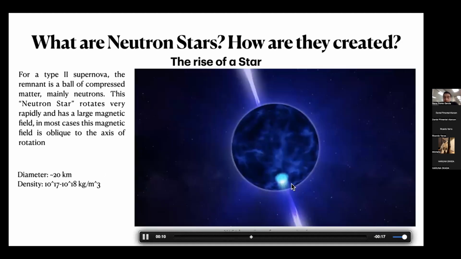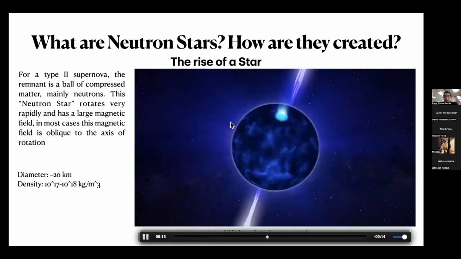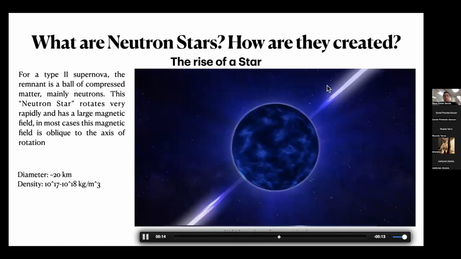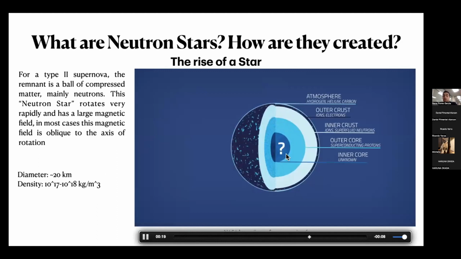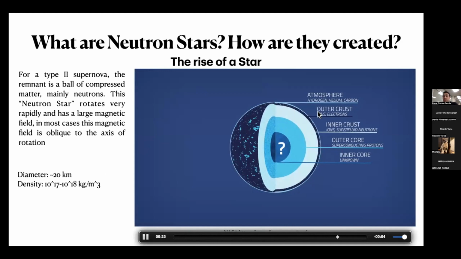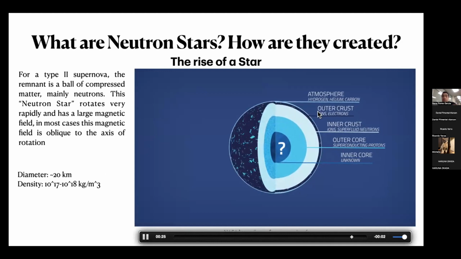what you can see here, that beam of light, is its magnetic axis and its radiation coming out of it. Now, I'm not going to dig too deep into the core of what's inside a neutron star. It's still an active area of research, but it is believed that ions, electrons, and some superconductors might be inside, which is what is causing these very high magnetic fields.